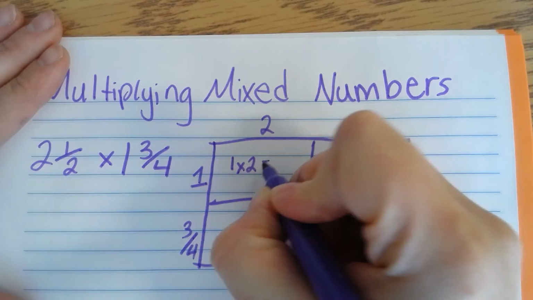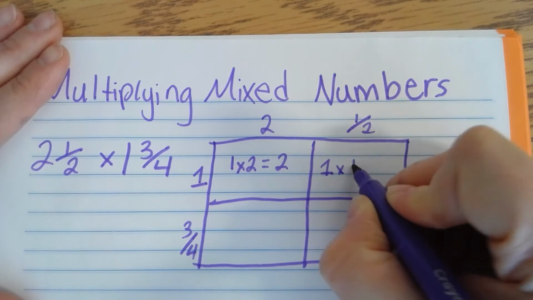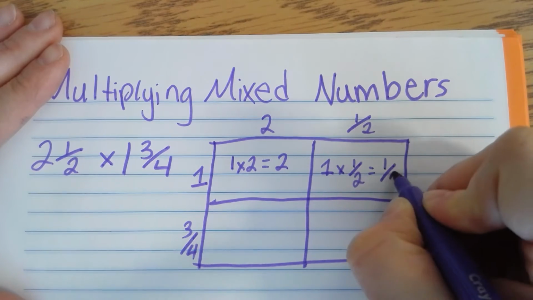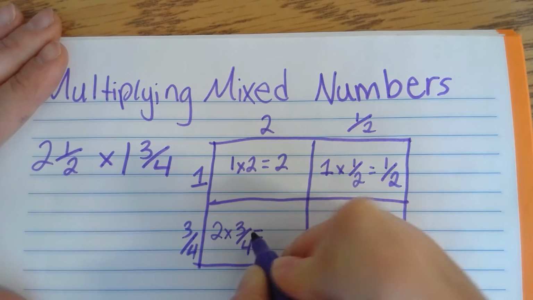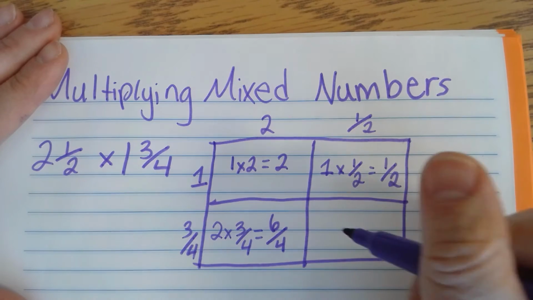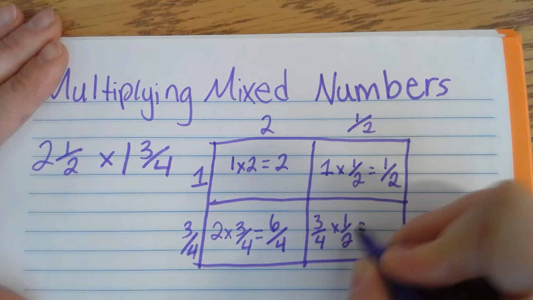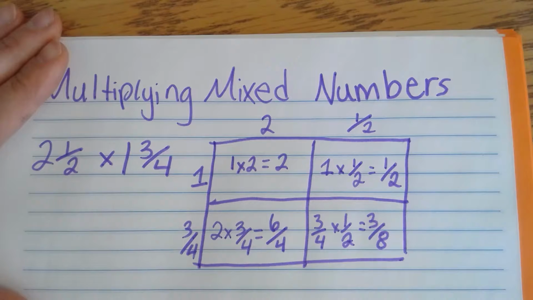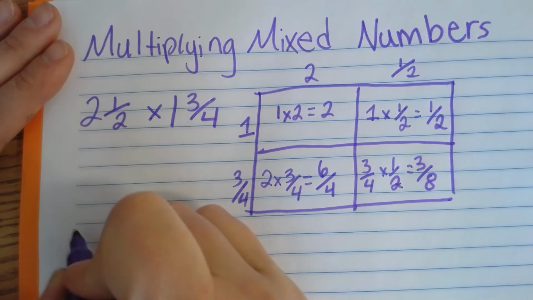1 times 2 would give me 2. 1 times 1/2 gives me 1/2. 2 times 3/4: 2 times 3 is 6, and you keep the same denominator. Then 3/4 times 1/2 is going to give me 3/8. So this model helps me make sure that I have multiplied all of my individual pieces together. Once I've done that, I take the answers that I found and I add them together.